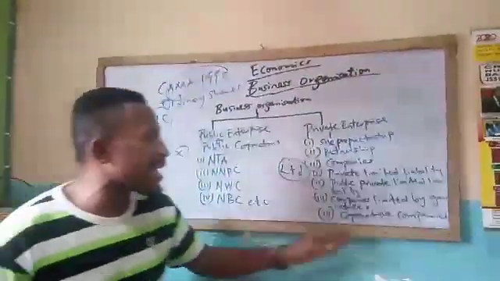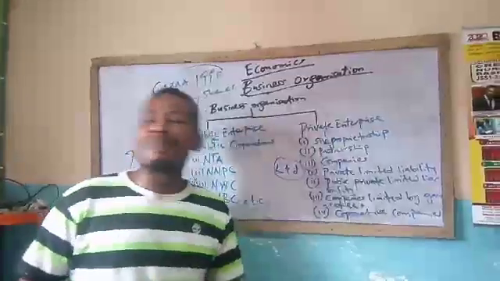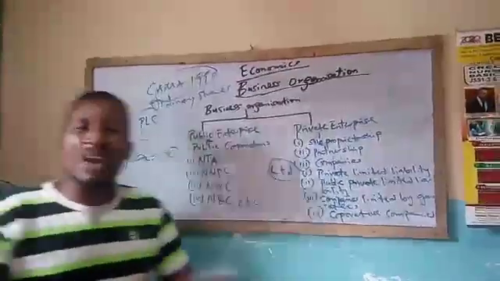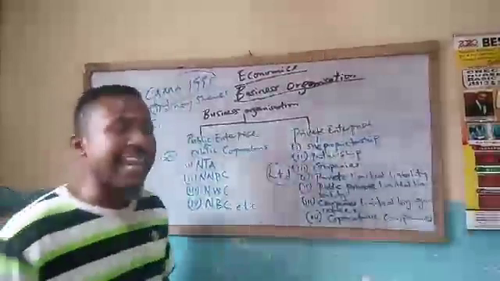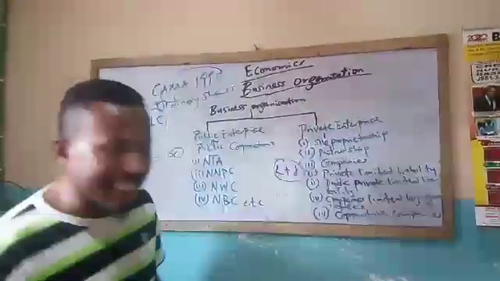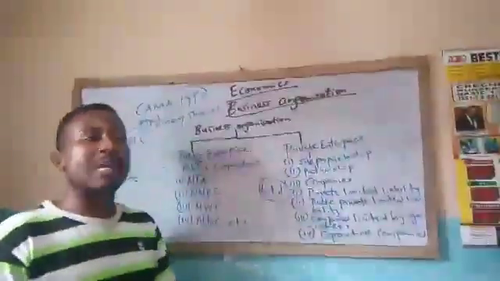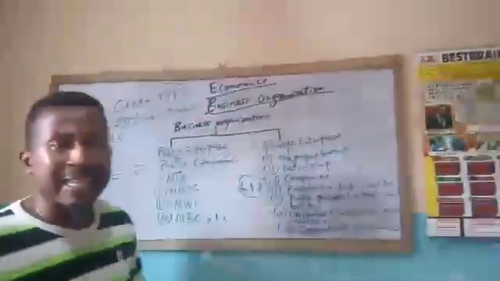Then let's take the next one. The next one is companies limited by guarantee. Companies limited by guarantee are more or less like clubs, more like NGOs, in which people come together, bring out their resources, and take care of the liability by themselves.